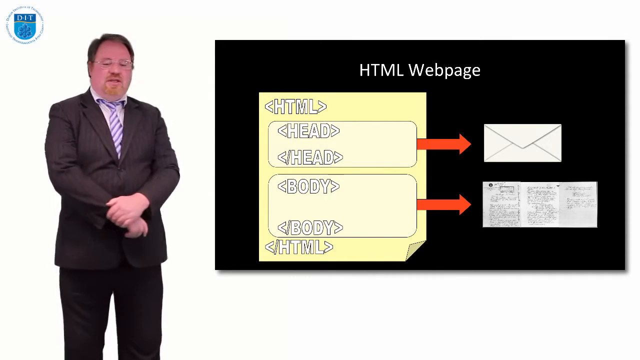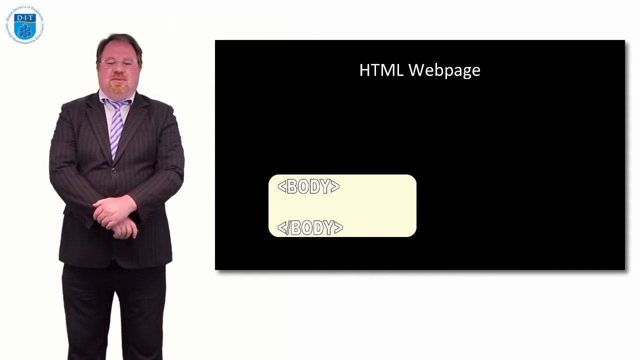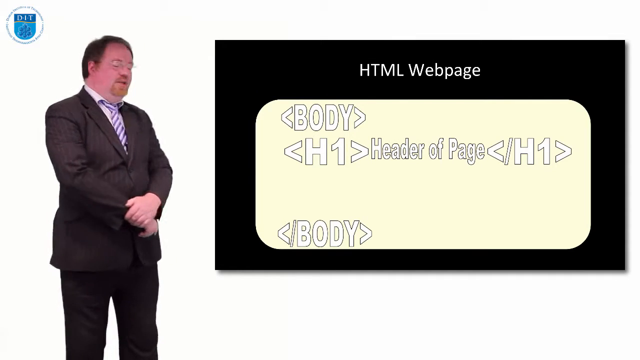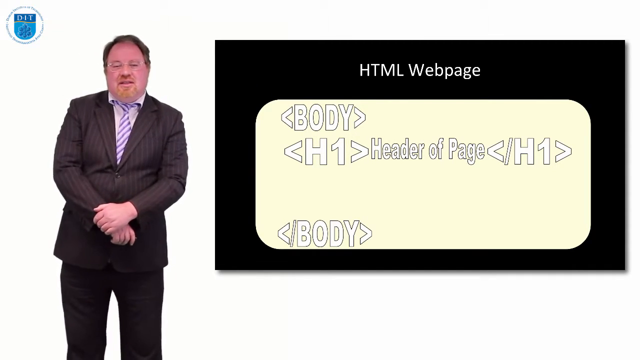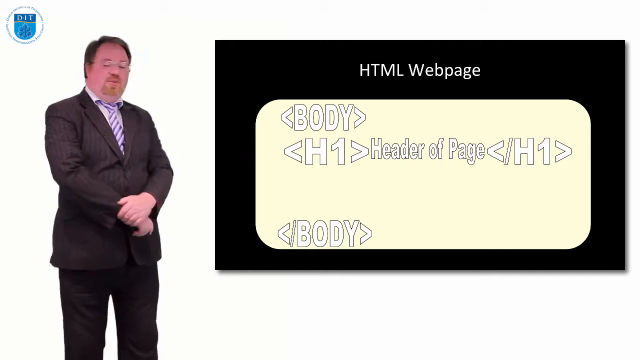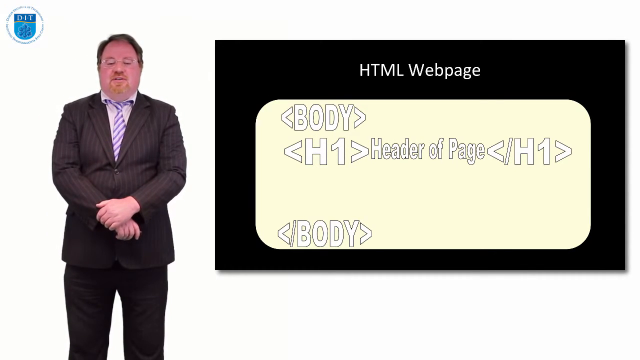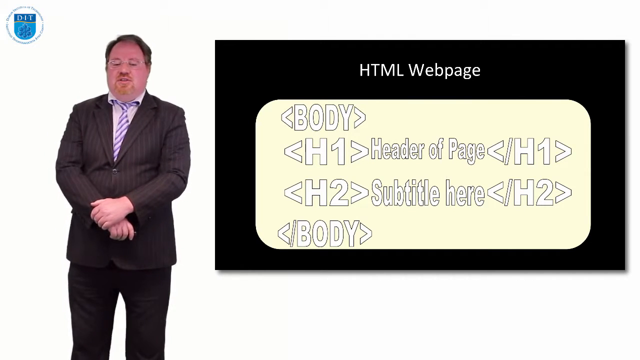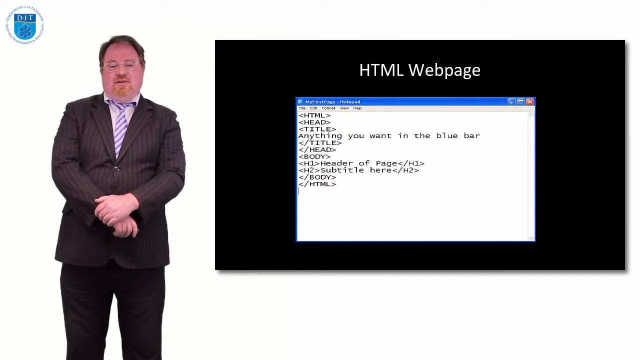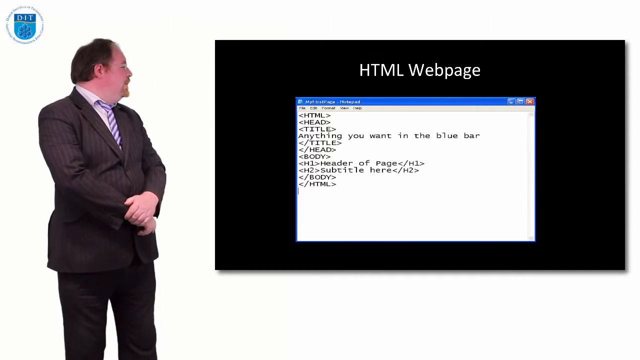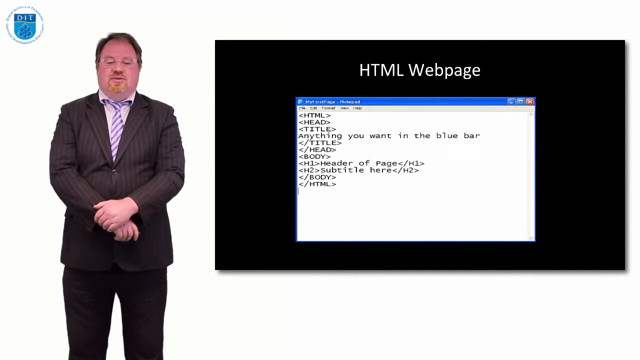Let's look at stuff we can do in the body. Simple stuff to do in the body would be a header 1. If you've ever used Microsoft Word, you know you can format H1s and H2s and things like that, so it's just a header 1. We're going to put in the phrase "header of page," and a header 2, an H2 and slash H2, which is "subtitle here." So that's what that looks like in Notepad.